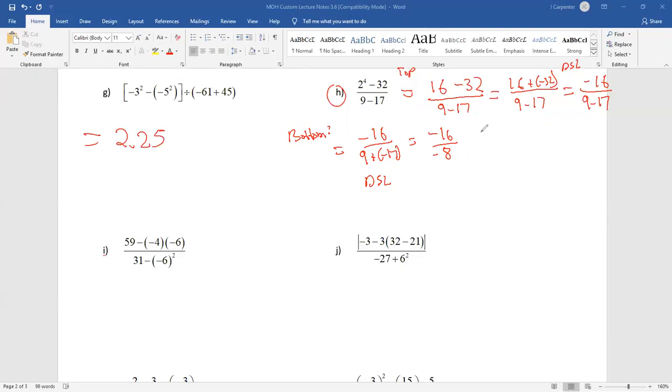And then 16 divided by 8 is 2. Those are the same sign, so the answer should be positive. So positive 2.